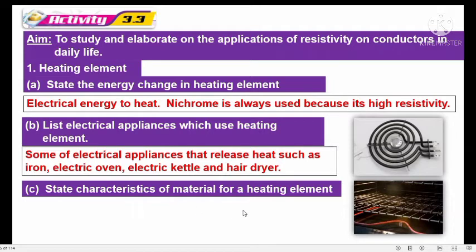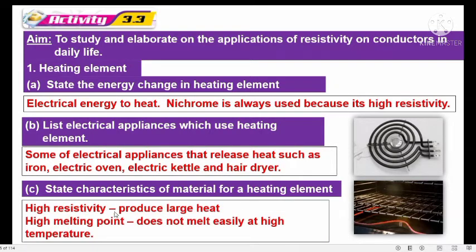State characteristic of material for heating element. High resistivity or high resistance, thus to produce large heat. More electrical energy converts to heat energy. High melting point, so it does not melt easily at high temperature.